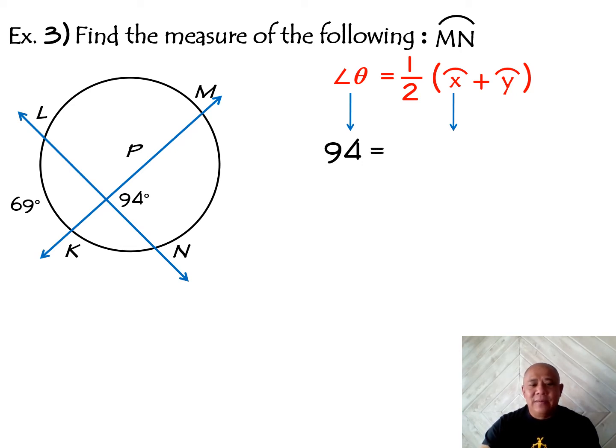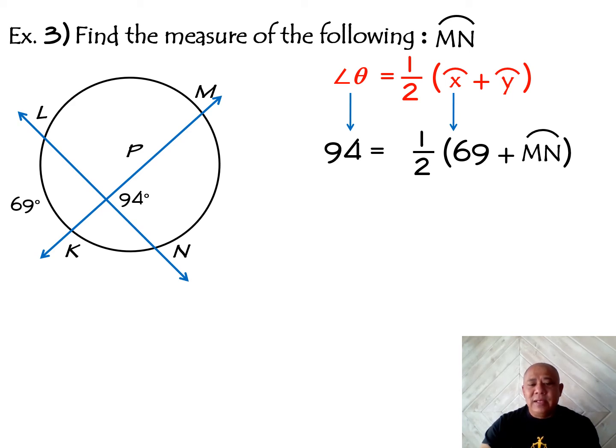Equals half of 69. Now, what is it we don't know? We don't know the right arc, so we put MN. Now take a look at the equation that I created from substituting. Okay. Now, what do we do in this case?